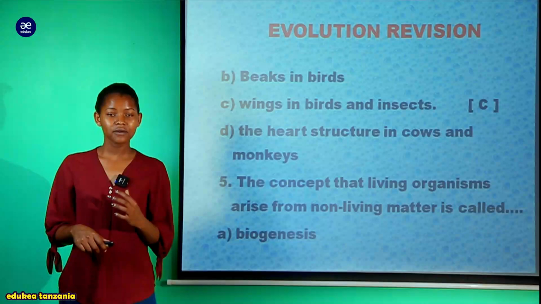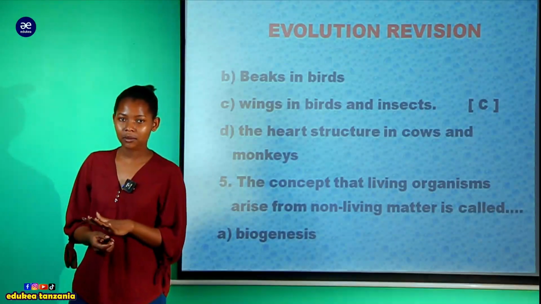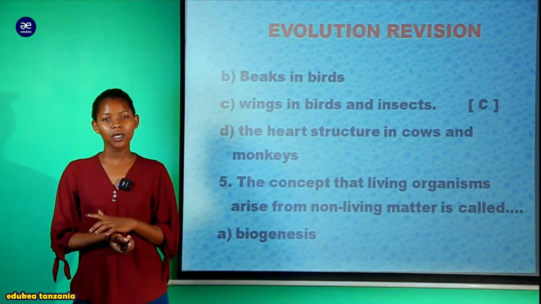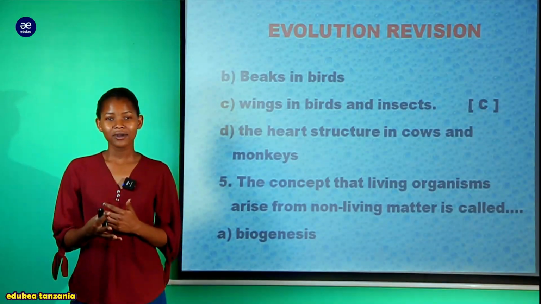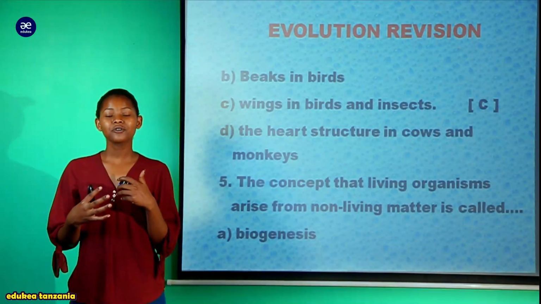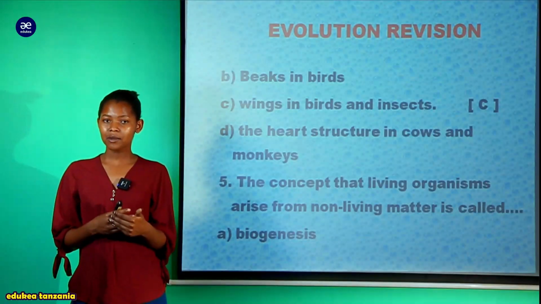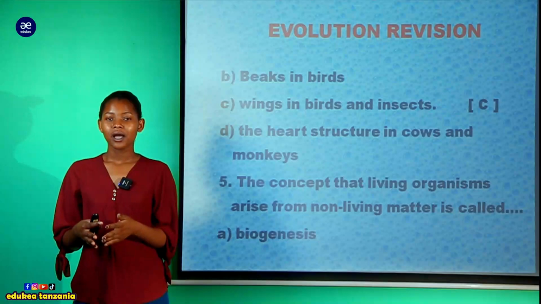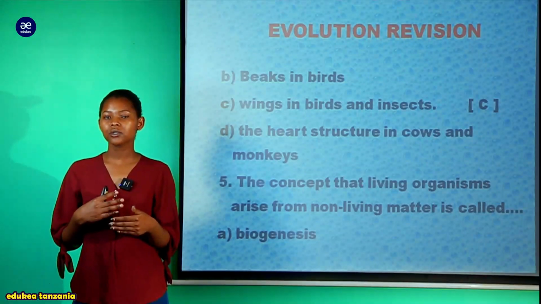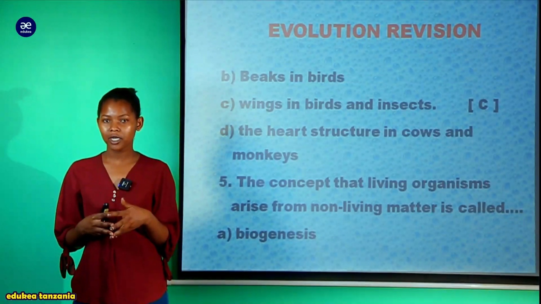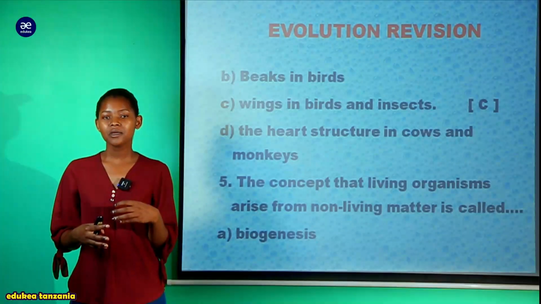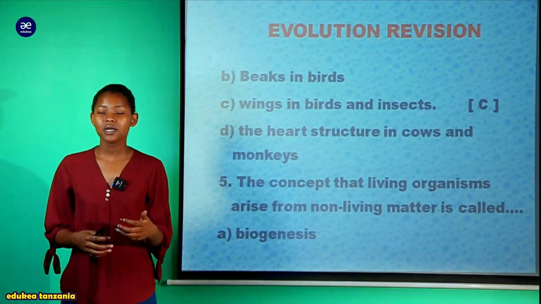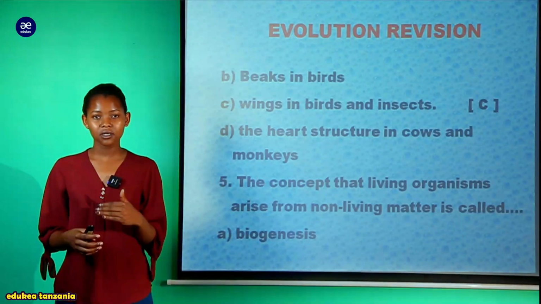Beaks in birds. When we talk about homologous structure, another thing I haven't told you, apart from saying that they have the same or common embryonic origin, is that homologous structures perform different functions. They have the same embryonic origin, but they do different functions. Here part B is all about beaks in birds. We mean the beaks of birds. They have the same embryonic origin, but they perform different functions because there are a lot of birds in the universe.